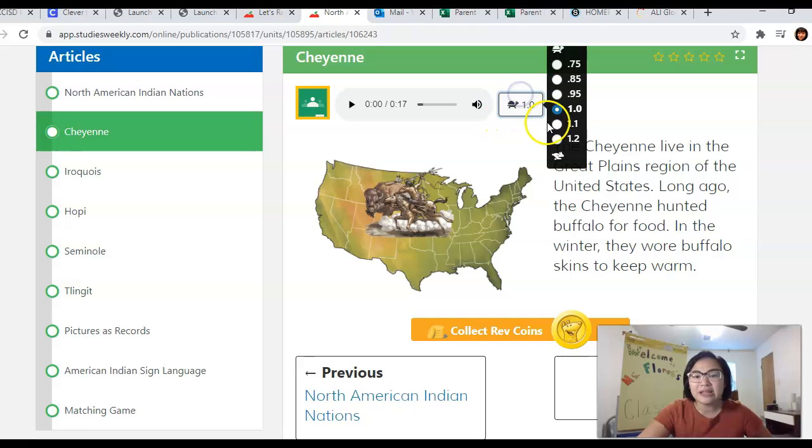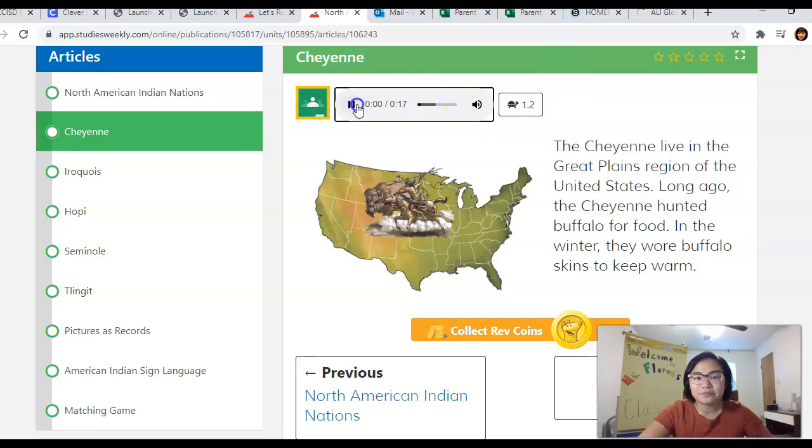I'm going to go ahead and let it play real quick for you. The Cheyenne live in the Great Plains region of the United States. Long ago, the Cheyenne hunted buffalo for food. In the winter, they wore buffalo skins to keep warm.